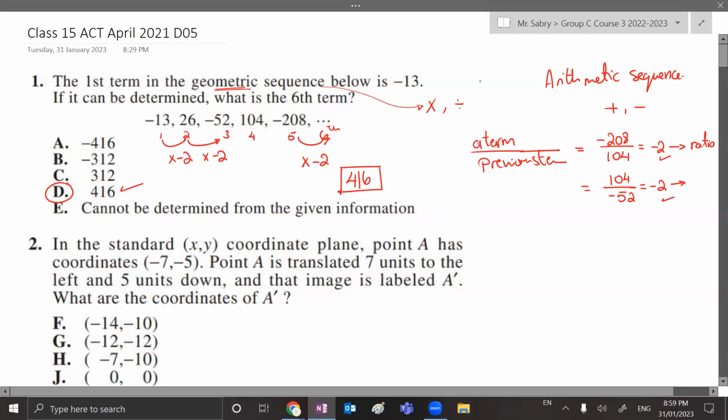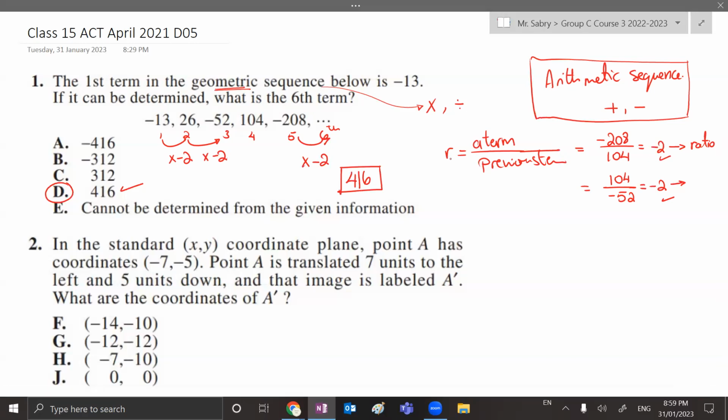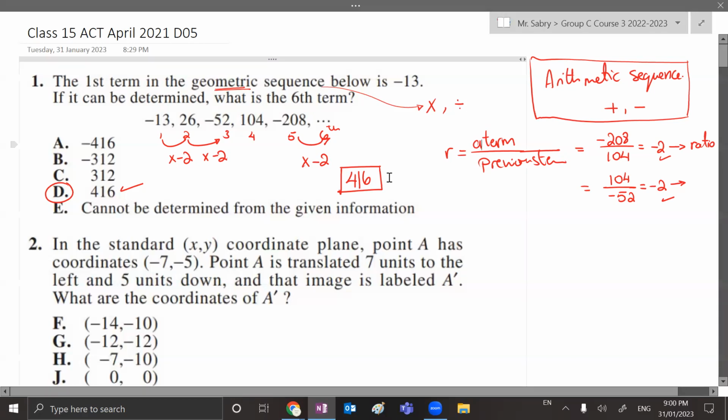طيب. On the other hand, if this was an arithmetic sequence, the difference between the terms بجيبه بإن أنا أعمل أي term minus the previous term. So في الجيومتريك sequence لما أحب أجيب ال R اللي هي الريشيو اللي هو الرقم اللي أنا بعمل بيه times كل مرة, بعمل أي term divided اللي قبله. في الاريثماتيك sequence لما بحب أجيب ال difference اللي هو الرقم اللي بعمل بيه plus أو minus كل مرة, بعمل أي term minus اللي قبله. Any questions there?